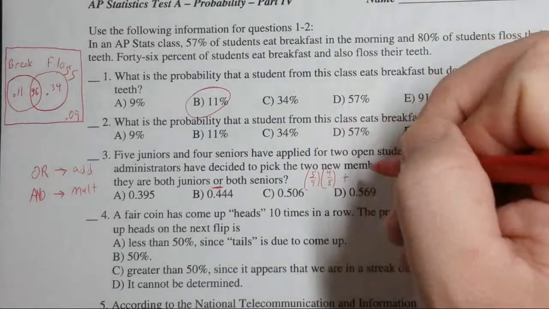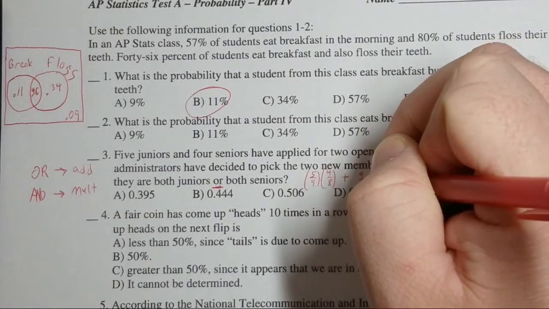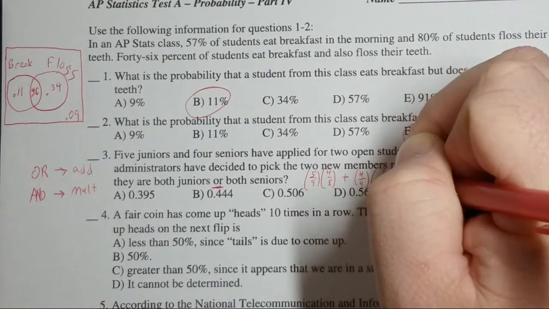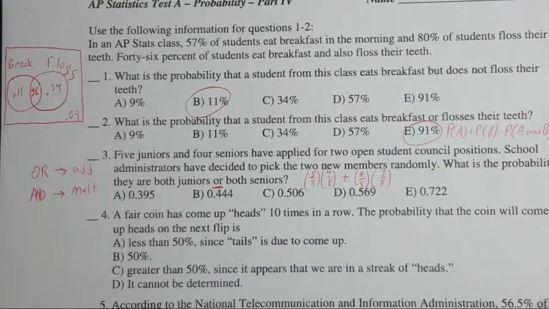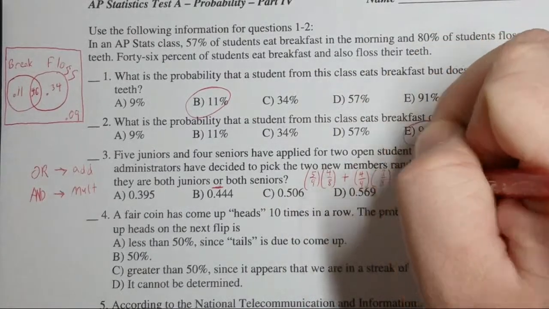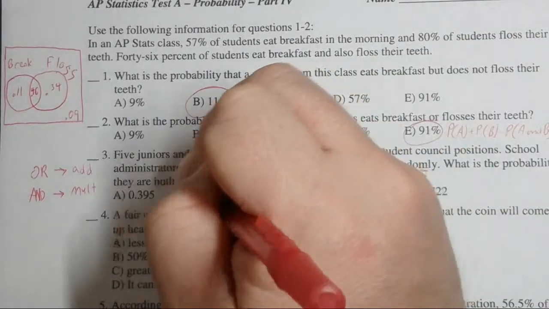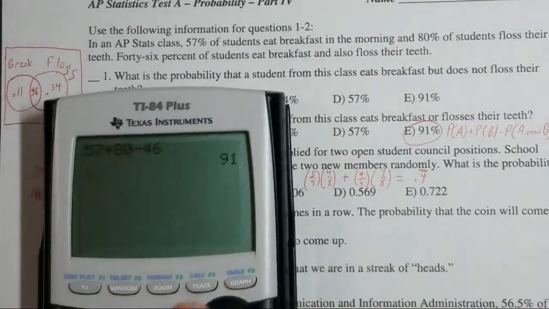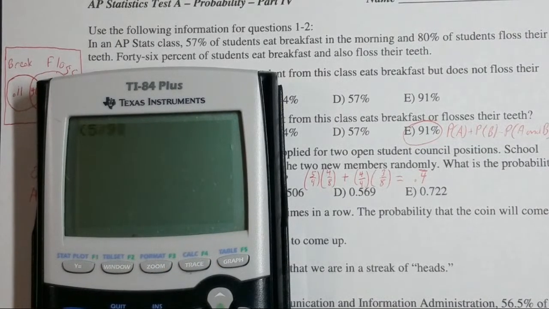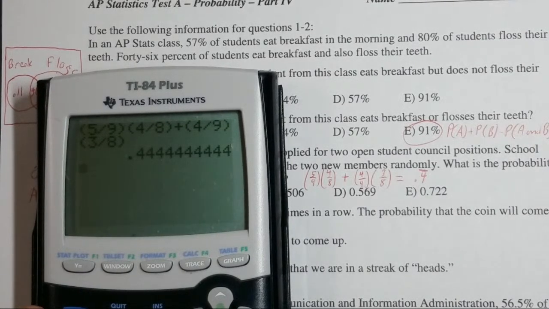Now for seniors, same situation, except there's 4 seniors. 4 out of 9, 3 out of 8. If you do that calculation correctly, you should end up with 0.4 repeating, which would put you at answer B. I can show you that calculation here. 0.4 repeating, which obviously they rounded, or a fraction if you wanted to, 4 over 9.